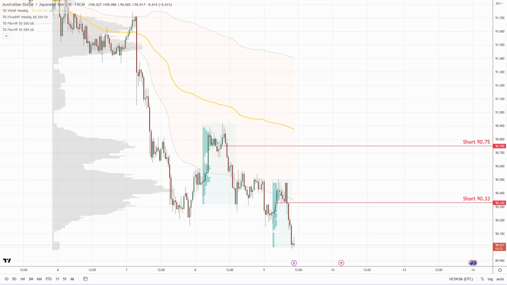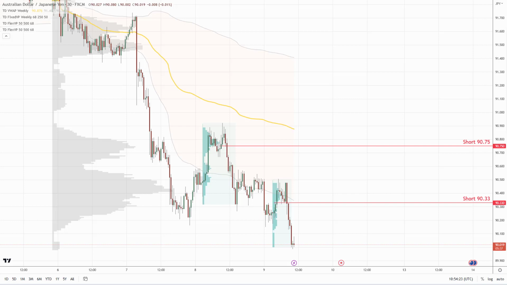Today I'd like to talk about Australian dollar, Japanese yen. There are two significant resistances that formed just recently, so I'll talk about those two. What you're looking at is a 30-minute chart of the Australian dollar, Japanese yen.